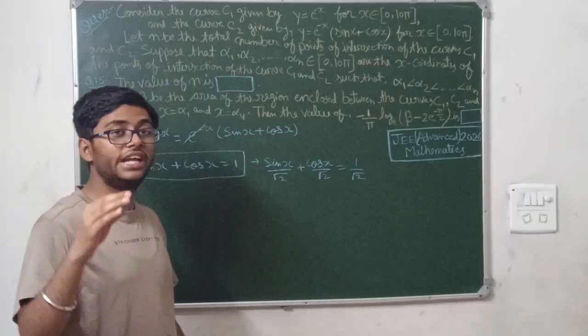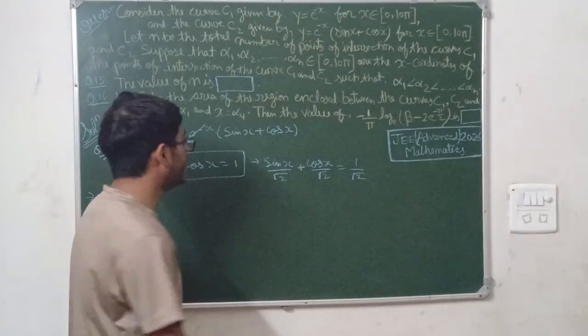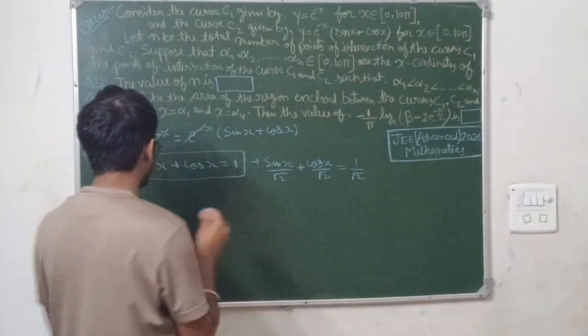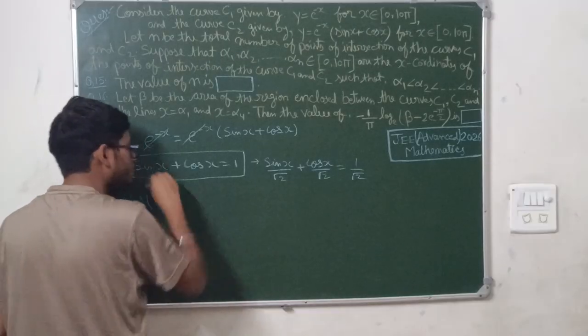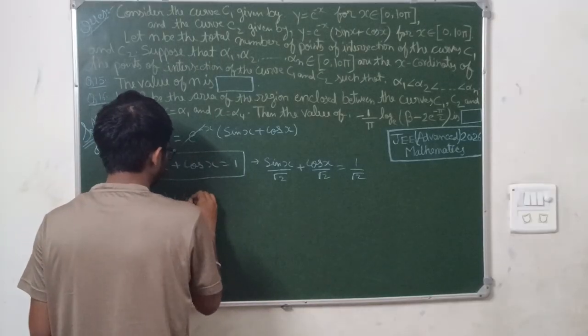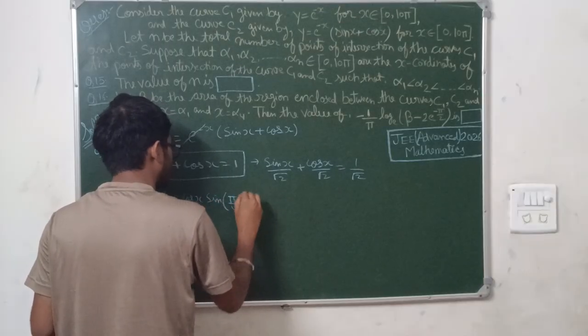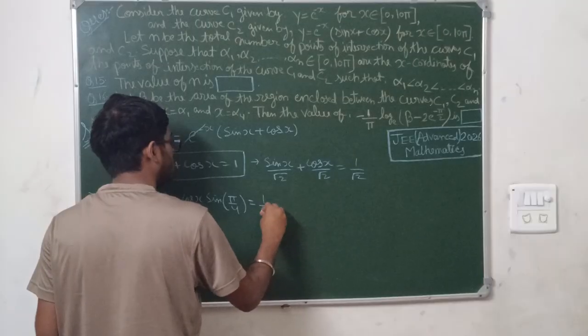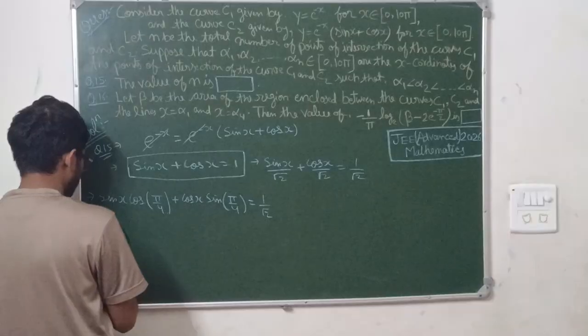What is sin a plus b? Sin a cos b plus cos a sin b. So what is the angle whose cos value is 1 by root 2? Cos pi by 4. Means sin x cos pi by 4 plus cos x sin pi by 4. And this is equal to this. Now this becomes sin of x plus pi by 4.